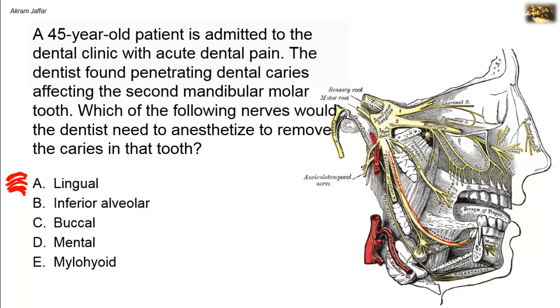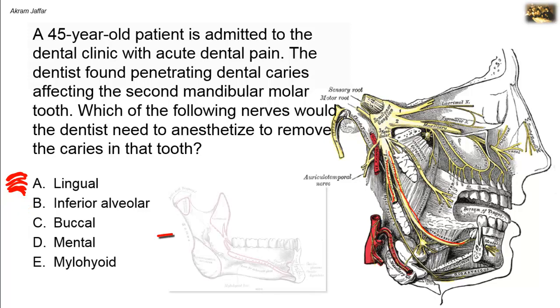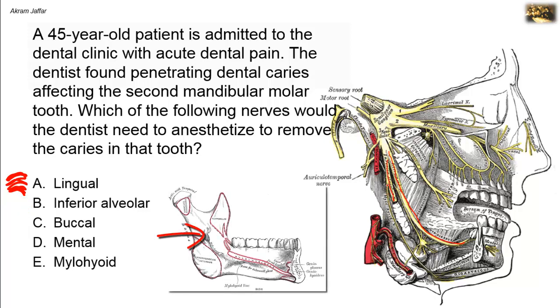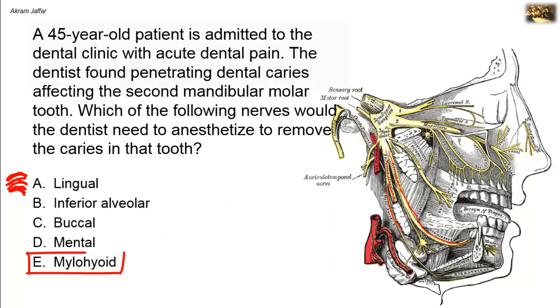Just posterior to the lingual nerve and also a branch of the mandibular division of the trigeminal nerve is the inferior alveolar nerve. Here the inferior alveolar nerve disappears as it passes into the mandible through the mandibular foramen. But before doing so, it gives this branch. This is the nerve to mylohyoid. This nerve to mylohyoid is a motor branch and it supplies, as you can see here, the anterior belly of digastric and mylohyoid. So the mylohyoid nerve that is present in option E is false.